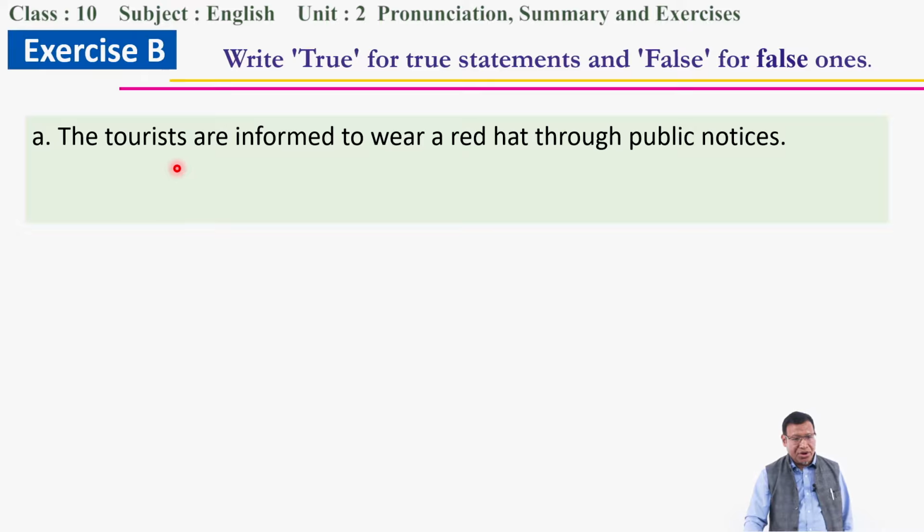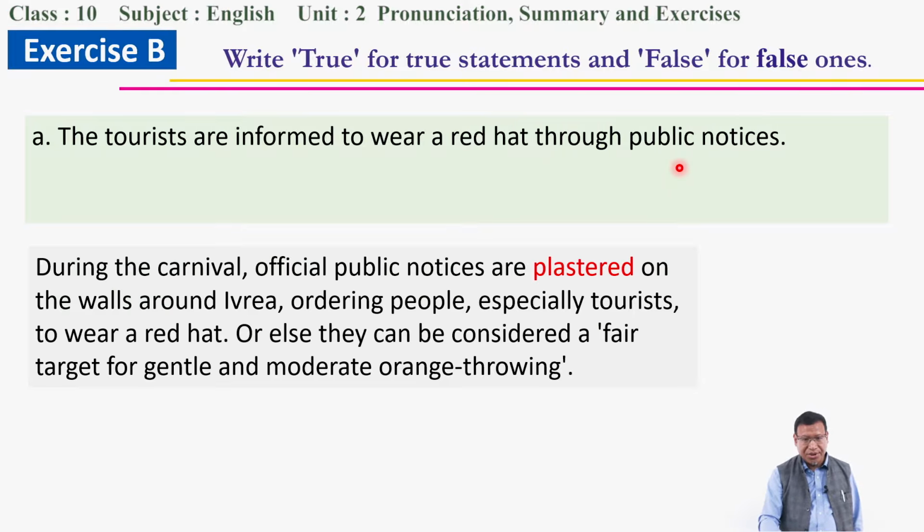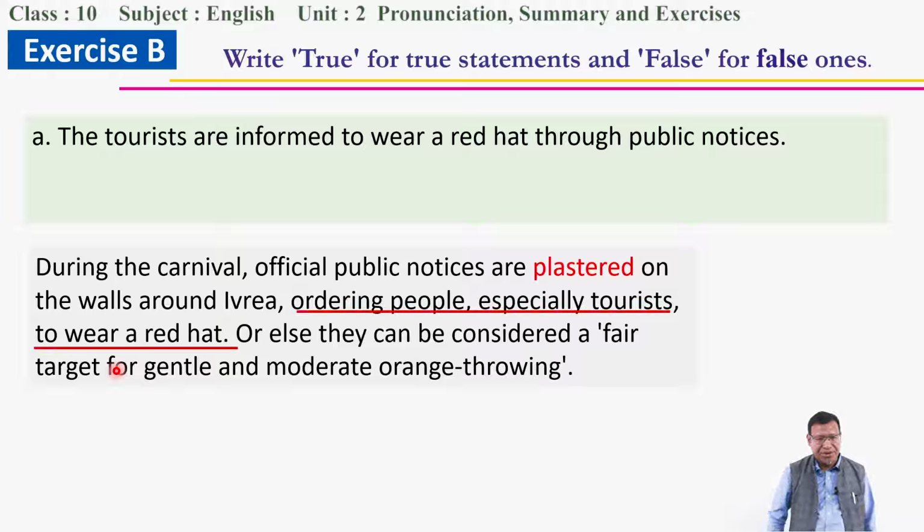Now let's go to this one. The tourists are informed to wear a red hat by the public notices. Okay. Now look at this paragraph. Find this paragraph in your book. Yeah, perhaps this paragraph is the second one. So read this, so either this information is true or false. During the carnival, official public notices are plastered on the walls around Iberia, ordering people, especially tourists, to wear a red hat. So where is the information? Yeah, here is the information.